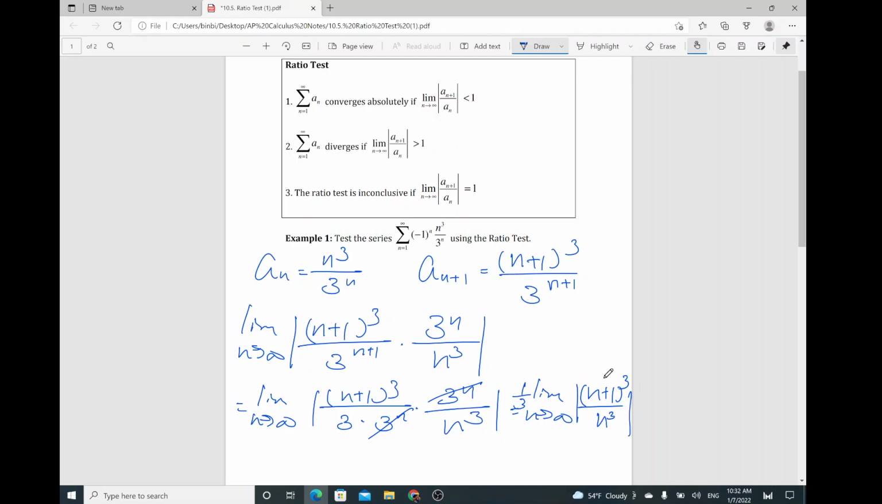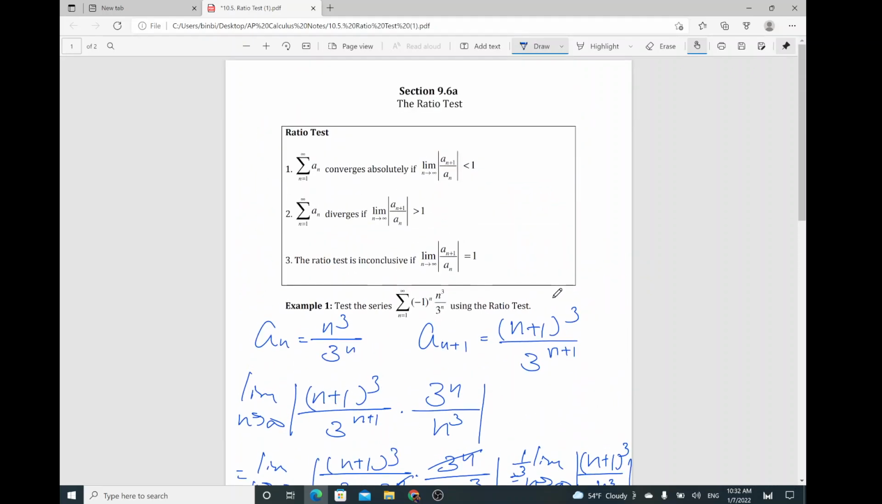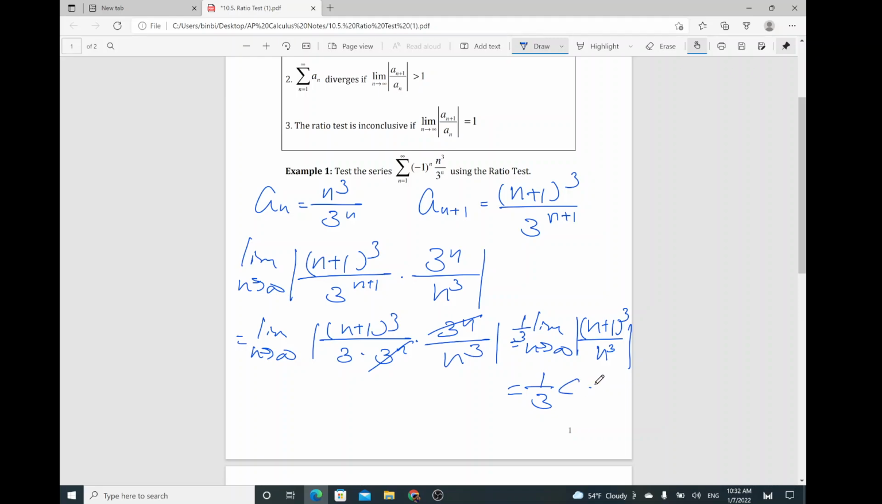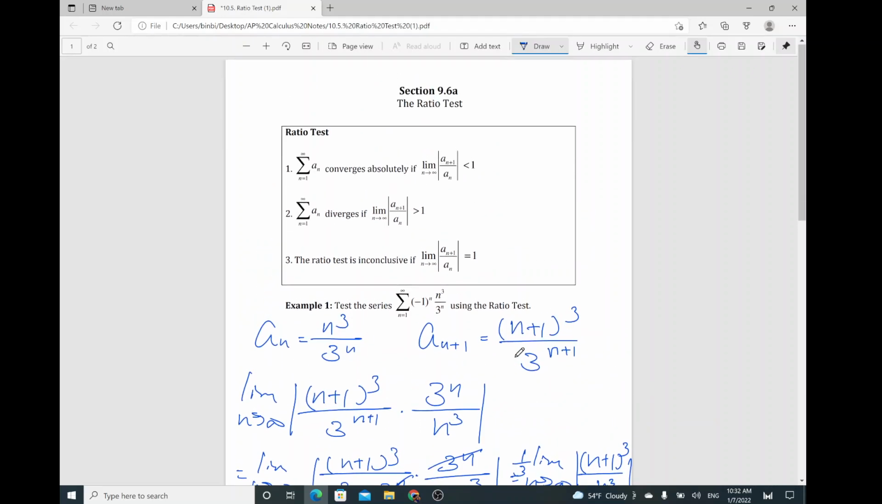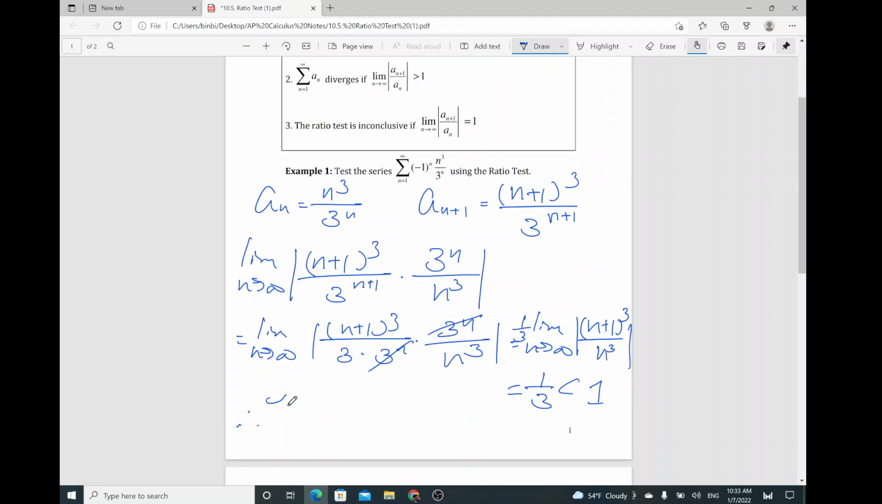You might be wondering about expanding it out. We can use L'Hopital's rule, definitely, but eventually the limit of this quantity is going to be 1. 1 times 1/3 is going to be 1/3. Going back to the definition, 1/3 is less than 1. Therefore, the series converges absolutely. So the series negative 1 to the power of n times n cubed over 3 to the power of n converges absolutely.